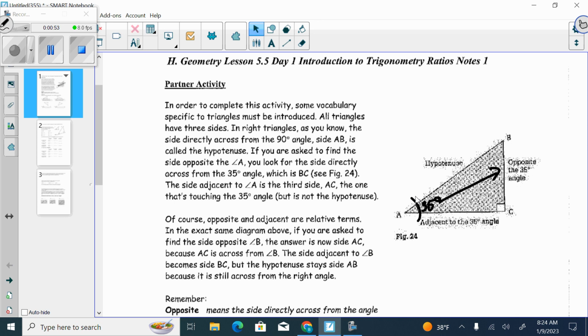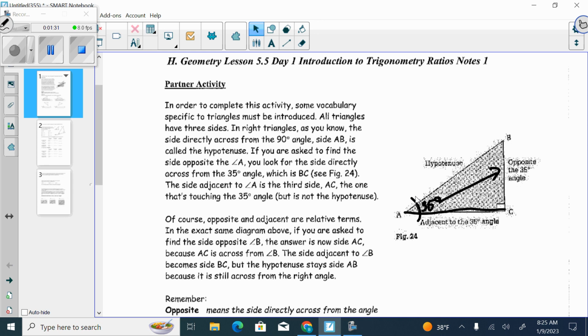It says that the side adjacent to angle A is the third side, AC. So your hypotenuse will never be considered the opposite side or the adjacent side. It will always be referred to as the hypotenuse. The adjacent side and the opposite side just depend on what angle you're looking at. So if I'm looking at angle A, opposite or directly across from it is BC. Adjacent to it would be this side here, AC. Remember, adjacent means right beside, right? So it has to have a side that includes angle A.